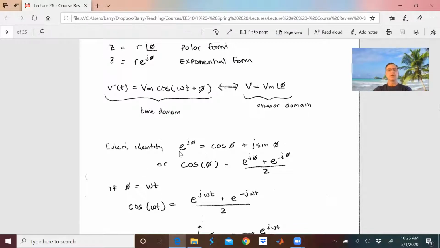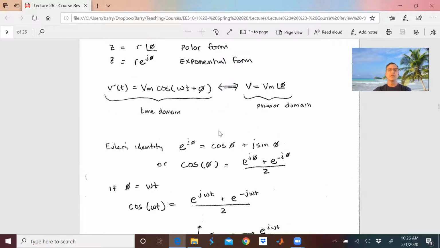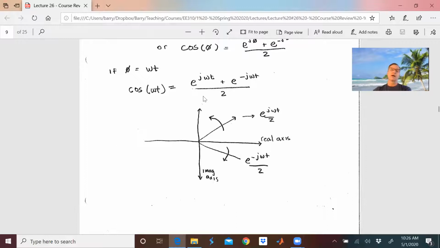Euler's identity says that e to the j phi is equal to cosine phi plus j sine phi. Or we can say that the cosine phi is equal to e to the j phi plus e to the minus j phi divided by 2. And if phi is equal to omega t, or in other words, the phase angle is going up linearly, then we say that cosine of omega t is equal to e to the j omega t plus e to the minus j omega t divided by 2. And in that lecture, I drew these as counter-rotating vectors.